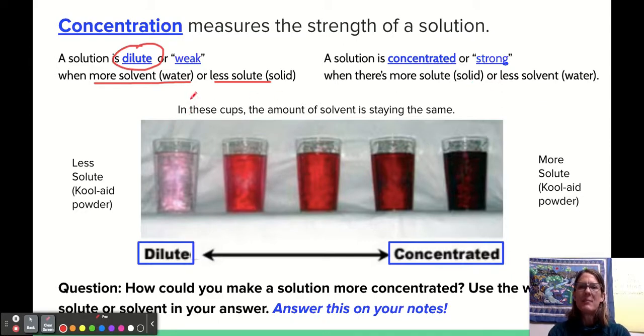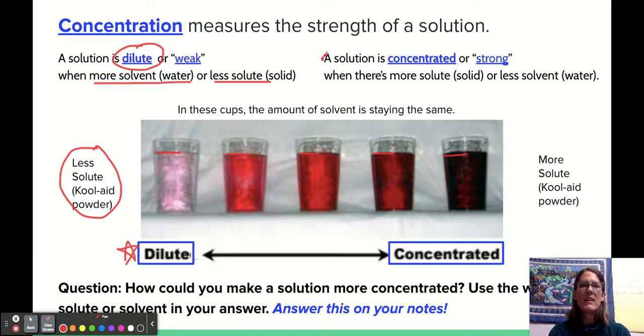So in these cups, you see that the amount of solvent is staying the same. So the amount of water is really the same in all of these. And so what's changing is the solute. And in this end, we see there's less solute, which is the Kool-Aid powder in this case, less solute. So this side is more dilute.